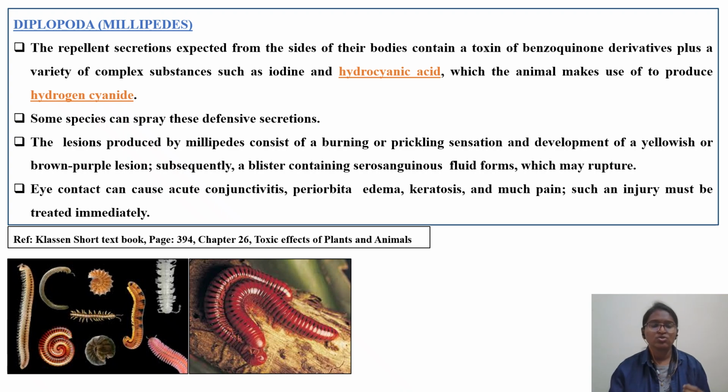a small quantity is also found in diplopods and millipedes. You can go back and read page number 394, chapter number 26. Here you can clearly see that these animals have openings on the sides of their bodies from which these toxins are released. Hydrocyanic acid is also there, and they use it to produce hydrogen cyanide. So pause the video, try to read about this, how the symptoms are.